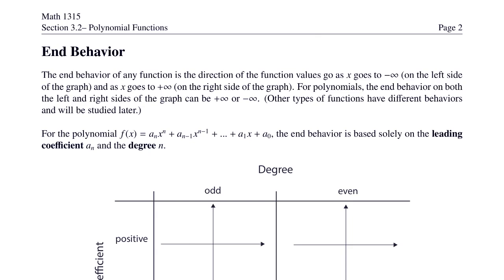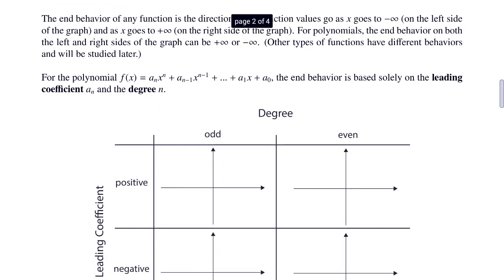positive infinity or negative infinity, and other types of functions will have different behaviors that we will study later in this course. So end behavior is just looking at what happens on the left end of the graph and the right end of the graph. It does not concern itself with what happens in the middle of the graph.